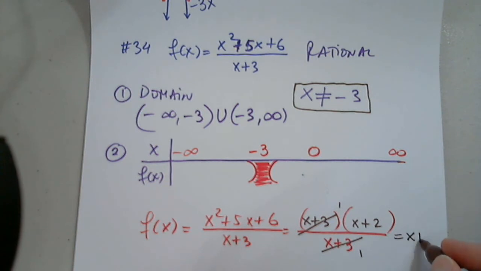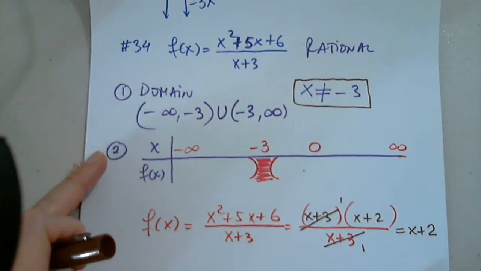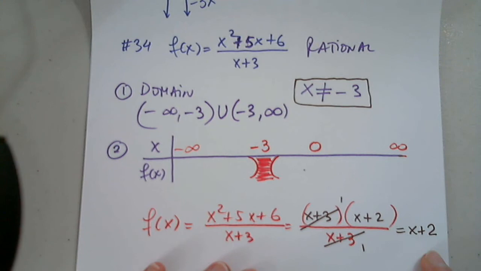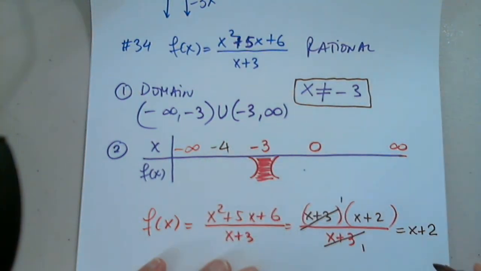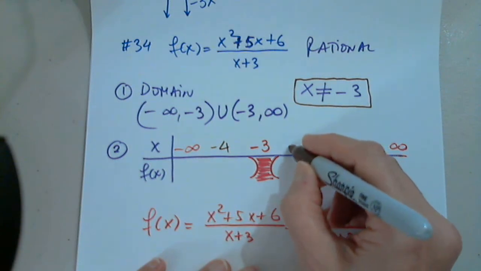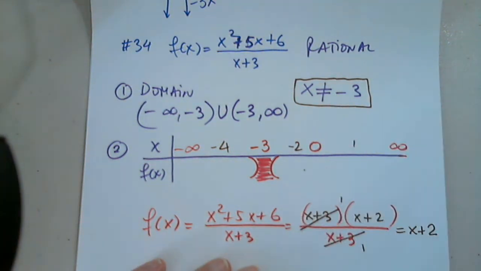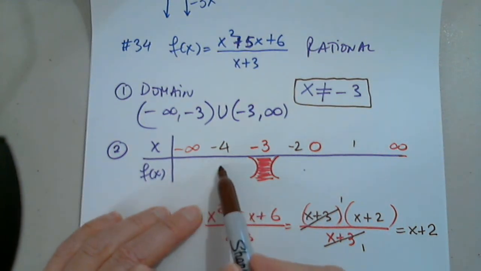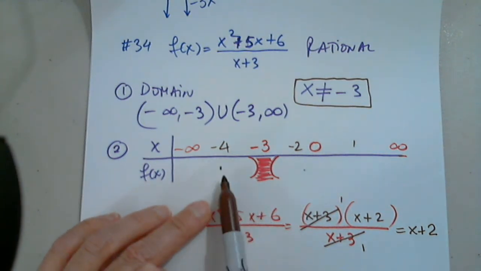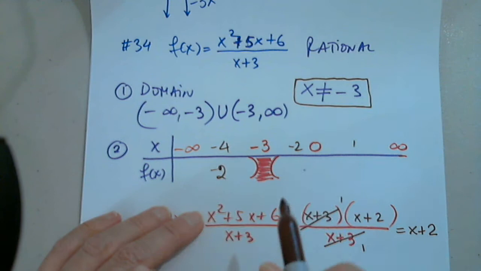So this is x plus 2. So that's what I said. It will end up not being a rational function. Okay, moving on. I need ordered pairs. Okay, fine. Let's say -4 on this side. Let's say -2, and let's say 1. So please plug in -4 and tell me the answer. -2. Excellent. Please plug in -3 and tell me the answer.